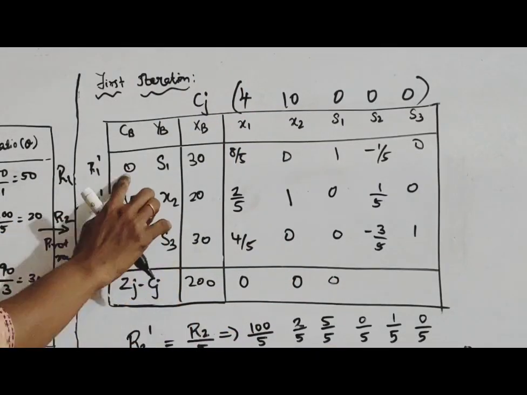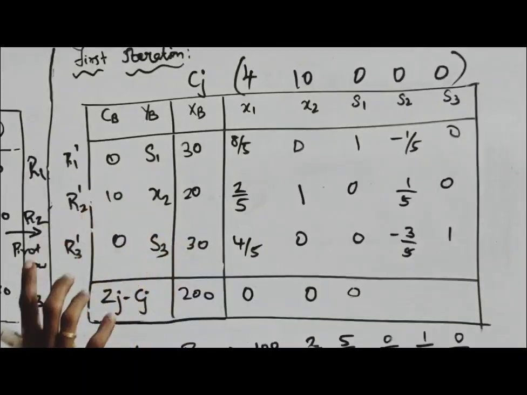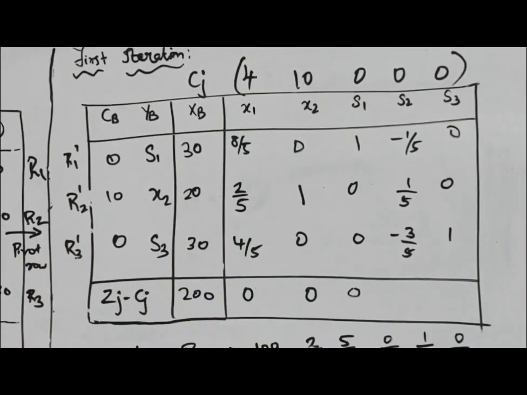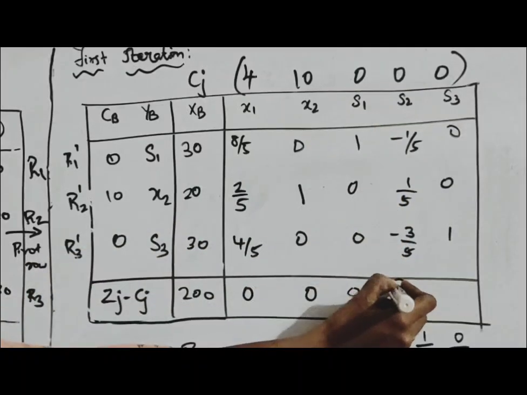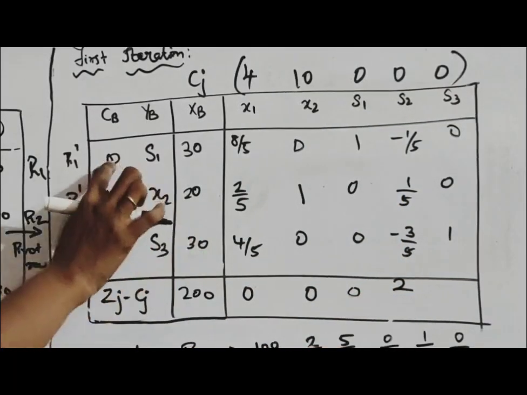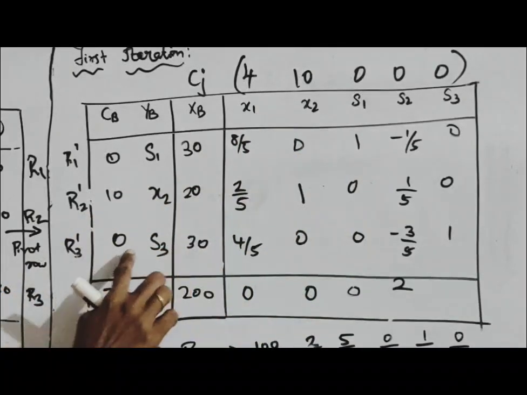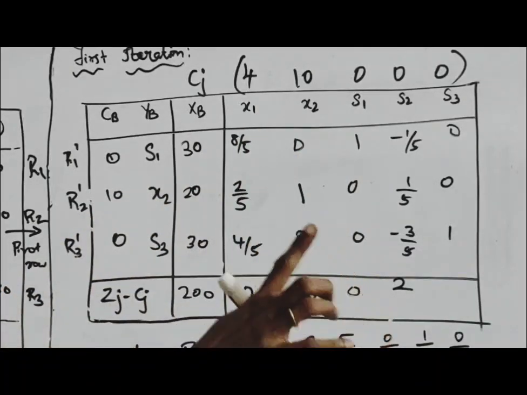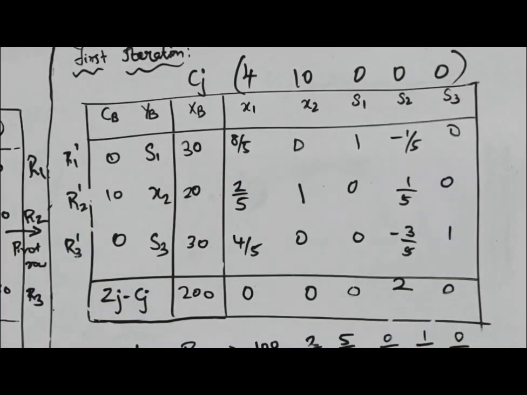Next. 0 into minus 1 by 5? 0. 10 into 1 by 5? That is 2. 0 into minus 3 by 5, that is 0. Therefore, the value is 2 minus 0, that is 2. Next, 0 into 0, 0. 10 into 0, 0. 0 into 1, 0. Minus 0, the value is 0.